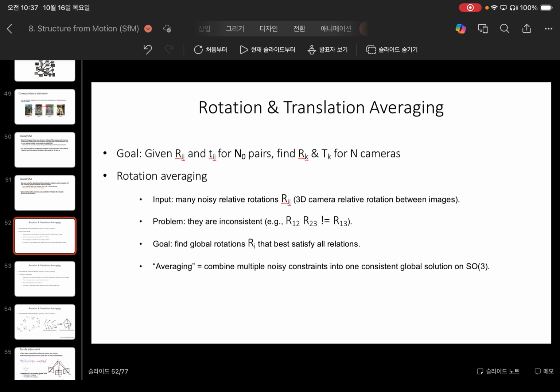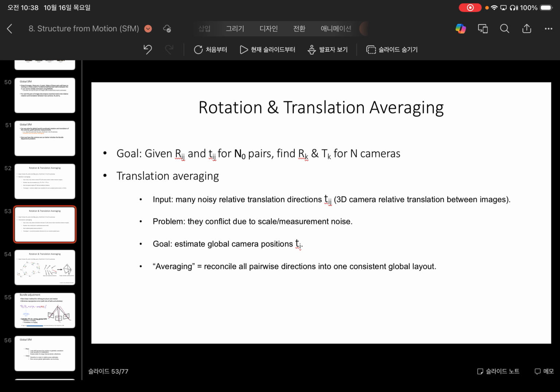This shows the example. R12 multiplied by R23 should be R13. Relative rotation between camera 1 and 2, and relative rotation between camera 2 and 3. If we multiply them together, then we should get the rotation between camera 1 and camera 3, in theory. But unfortunately, we have lots of noisy estimations. So this does not always hold. So we need to find the global rotation that best satisfies all relations.